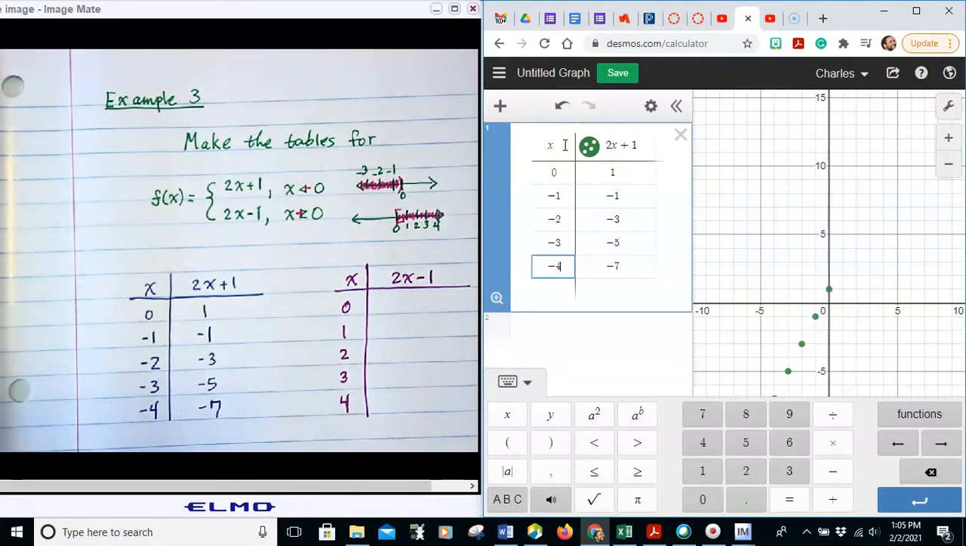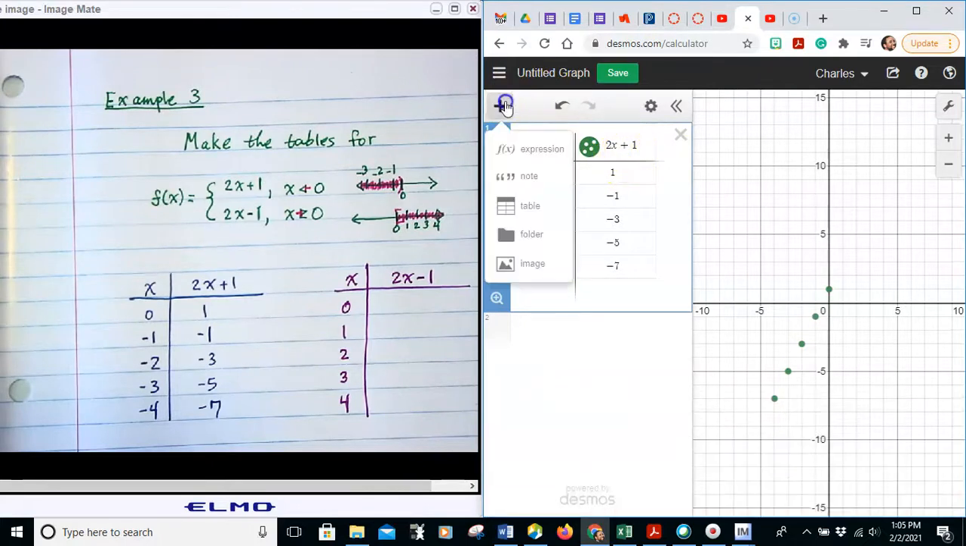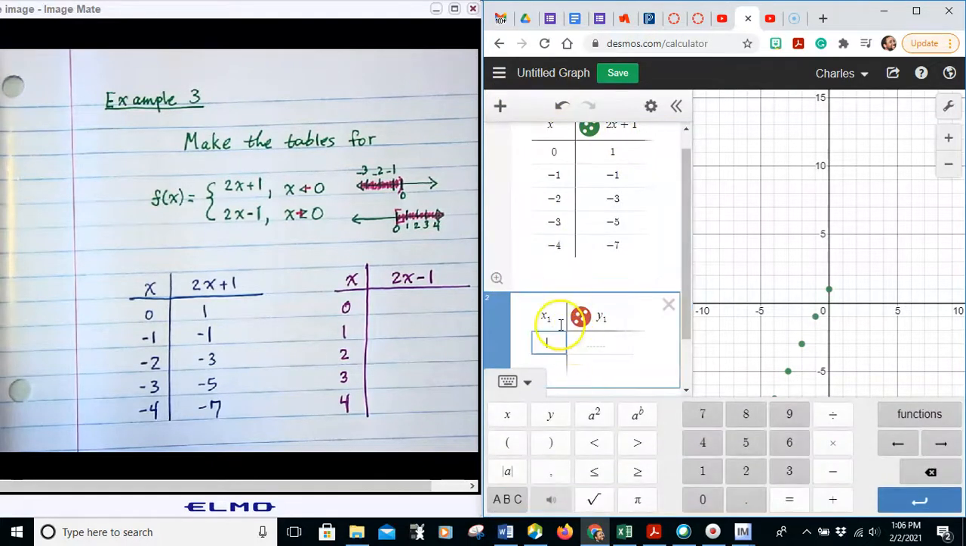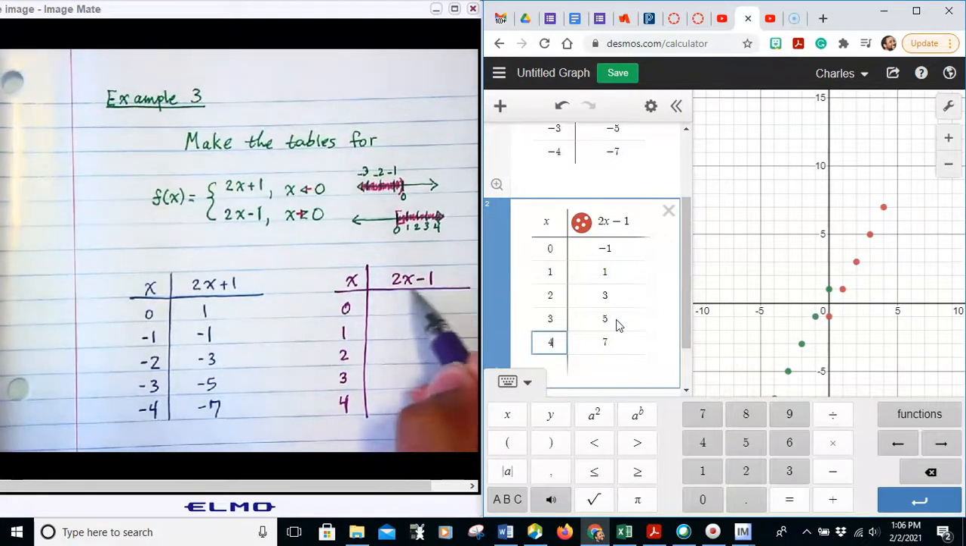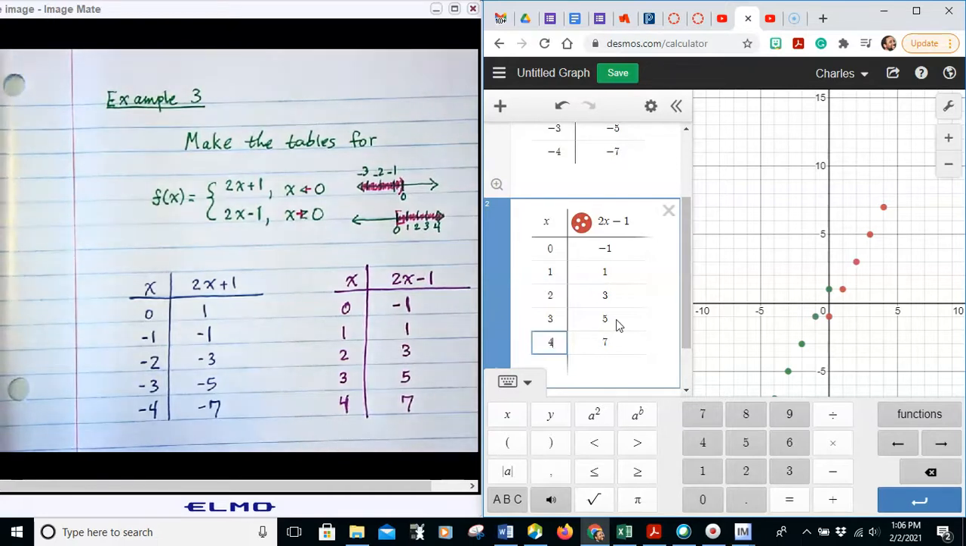All right, and here I'm going to keep this. I'm going to make another table. I'm going to get rid of that part and get rid of this part. Get x, we get 2x minus 1. And here we're going to put in 0, 1, 2, 3, 4. All right, and we get those values for our second table. So in other words, we just put that 2x minus 1 on the top, and then we put these in. All right, so we got those going on.